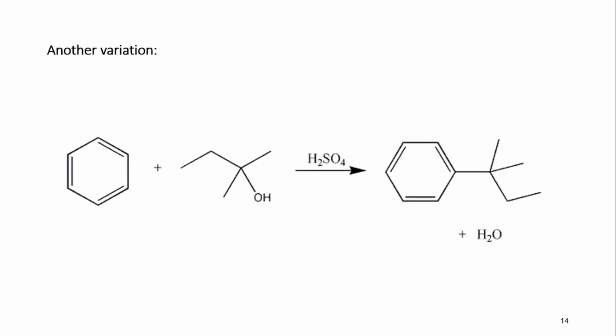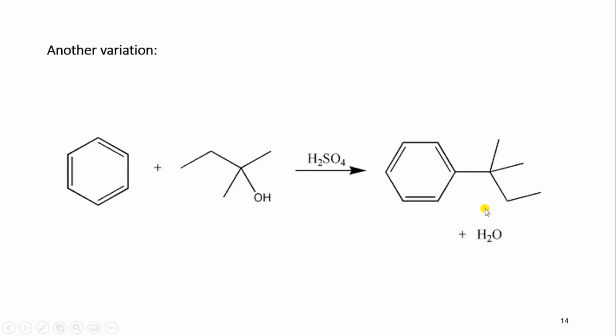So the tertiary alcohol group first abstracts the proton from the acid, and then there is a formation of the tertiary carbocation, and then the tertiary carbocation is attacked by the benzene ring, producing that.